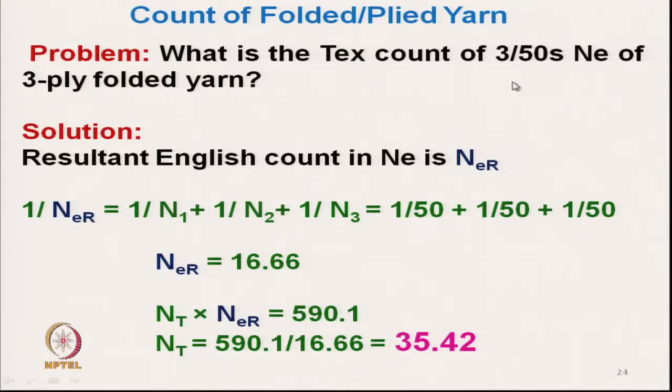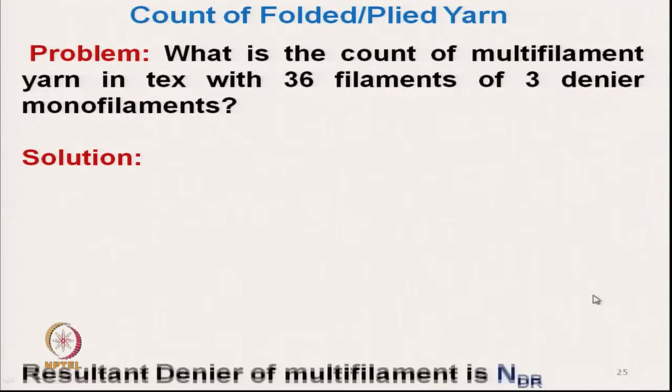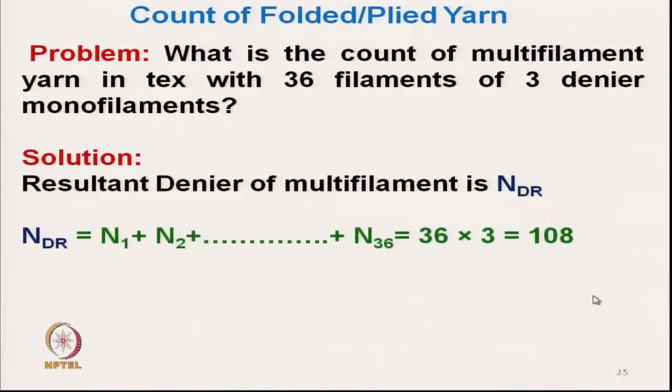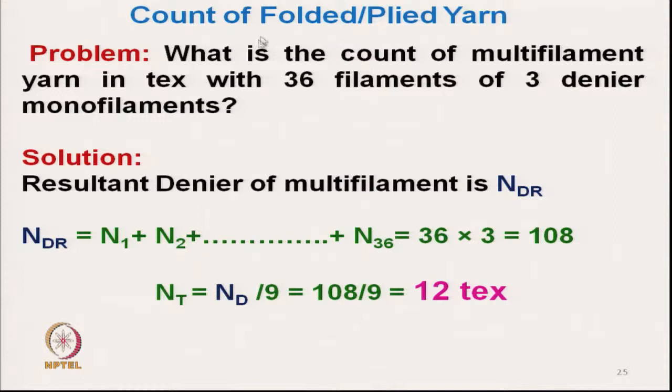So, if we ply 3 yarns of 50 English count, ultimately we have seen the resultant count will be 35.42. Similarly, we have seen in the direct system, suppose 36 filaments were there of 3 denier each monofilament, and we have seen the TEX count was 12 TEX.